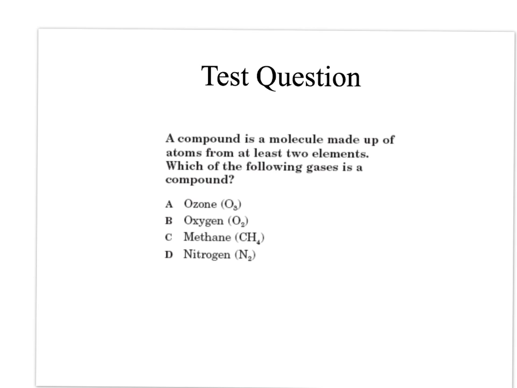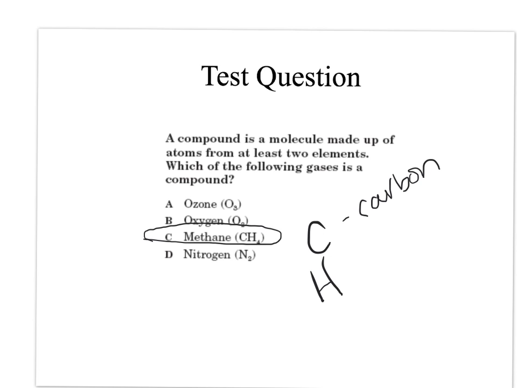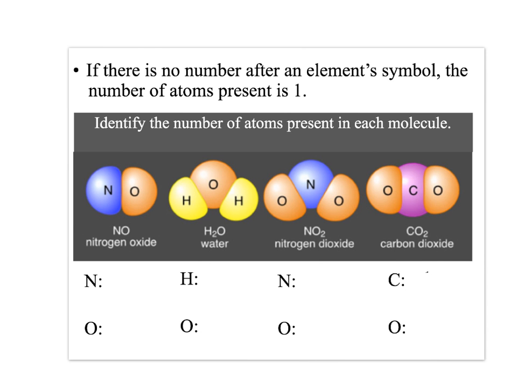Okay, here's another test question. A compound is a molecule made up of atoms from at least two elements. Which of the following gases is a compound? Is it A, ozone, O3, B, oxygen, O2, C, methane, CH4, or D, nitrogen, N2? If you answered C, methane, you are correct because you have at least two elements. You have C and you have H. And C is carbon and H is hydrogen. If there is no number after an element's symbol, the number of the atoms present is 1.